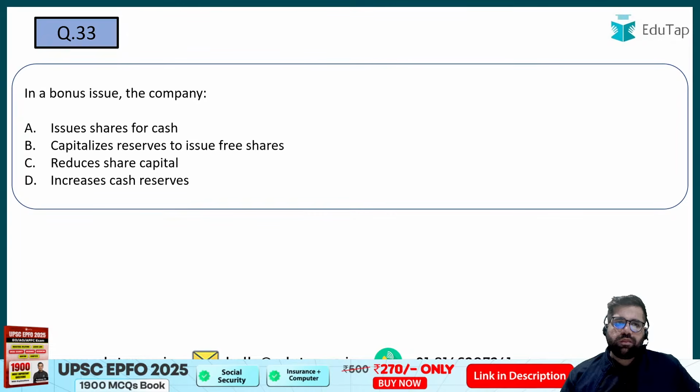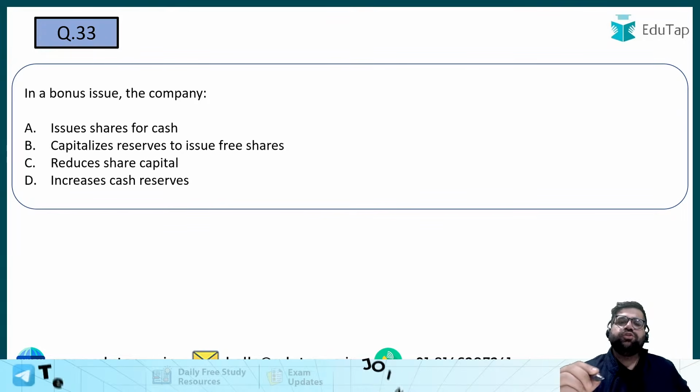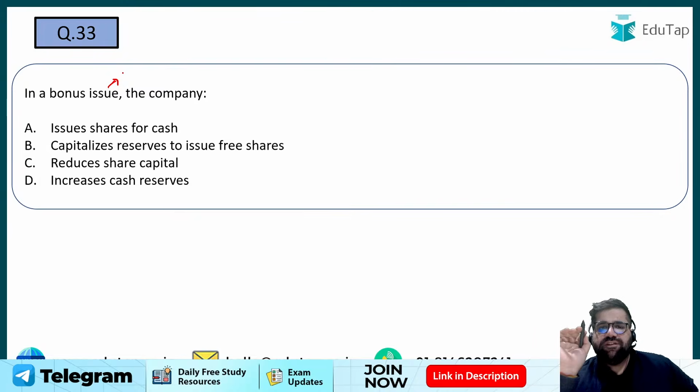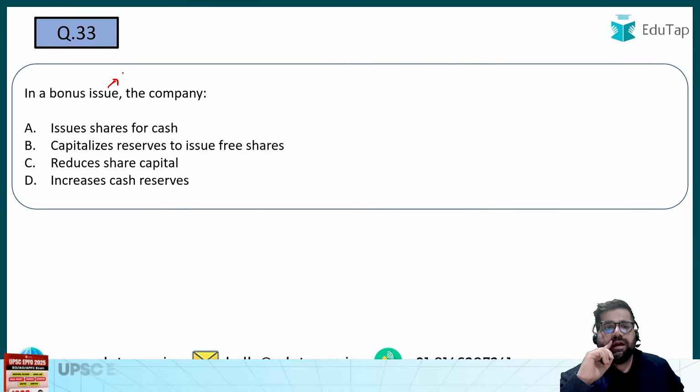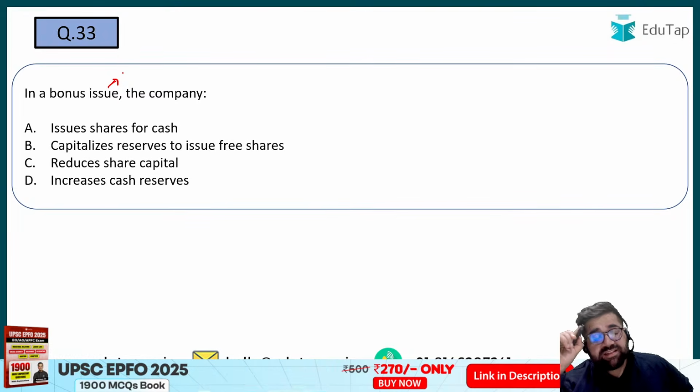Good. Question number 33, a bonus issue. In bonus issue, the company issues shares for cash. Company capitalizes reserves for the issue of free shares. Company reduces share capital and company increases cash reserve. So what is correct as per question number 33?